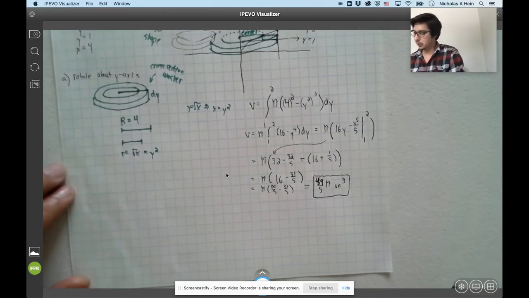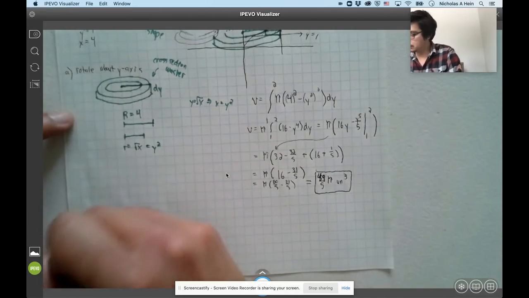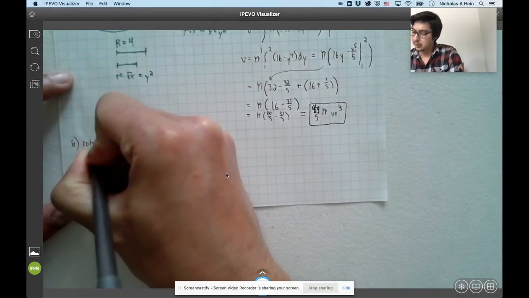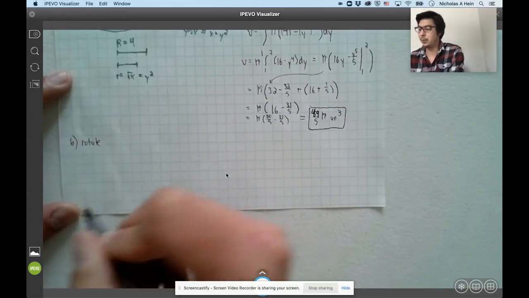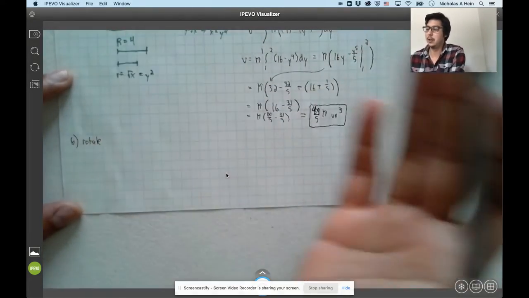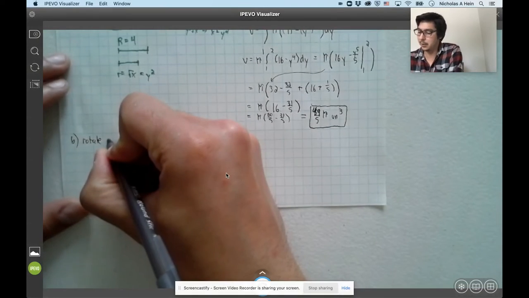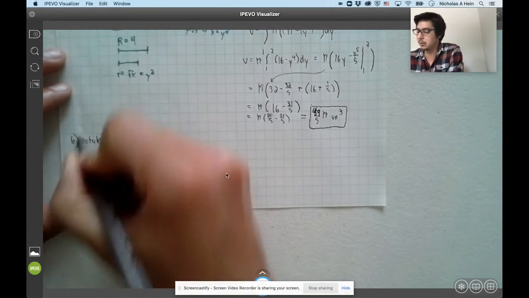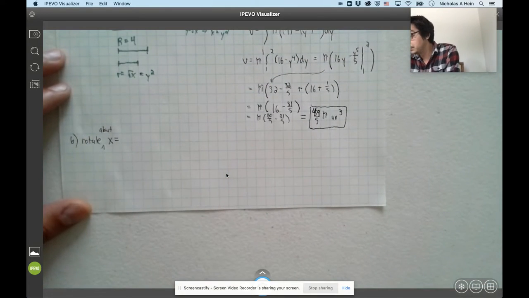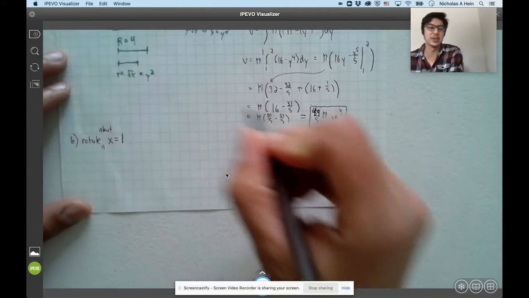Okay. So let's rotate about, I'll do it down here, B. And it can be any line, but I do want to keep it rotating over a vertical line. So let's rotate about the line x equals, rotate about x equals, say, 1. Let's change it up a little bit.